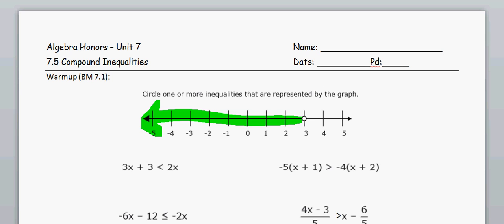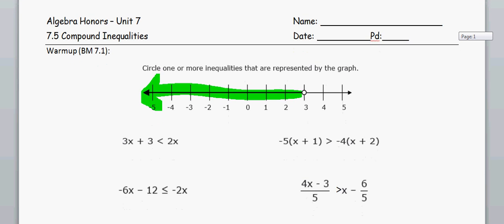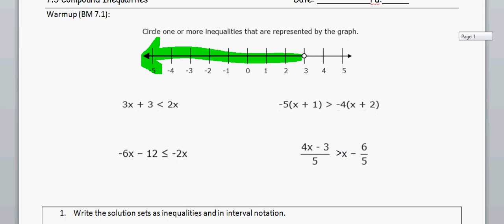Welcome. In this video, we're going to talk about solving compound inequalities. Before we do that, we're going to approach this warm-up problem just as a refresher. Here we have a graph with the solution provided and a bunch of inequalities. We want to find out which of these inequalities will end up with the solution that's graphed above.